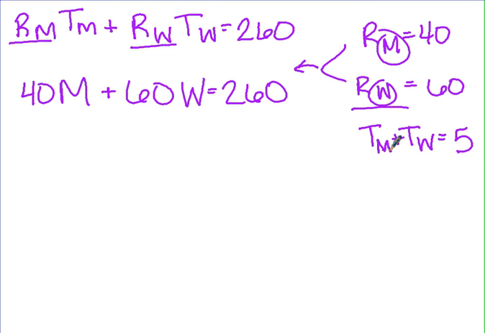Again, I'm going to use just m and w. So our second equation is m plus w equals 5. Now it's set up nicely as a substitution or elimination problem. So again, I'm going to have you pause the video and solve, and hit play when you're ready to move on.